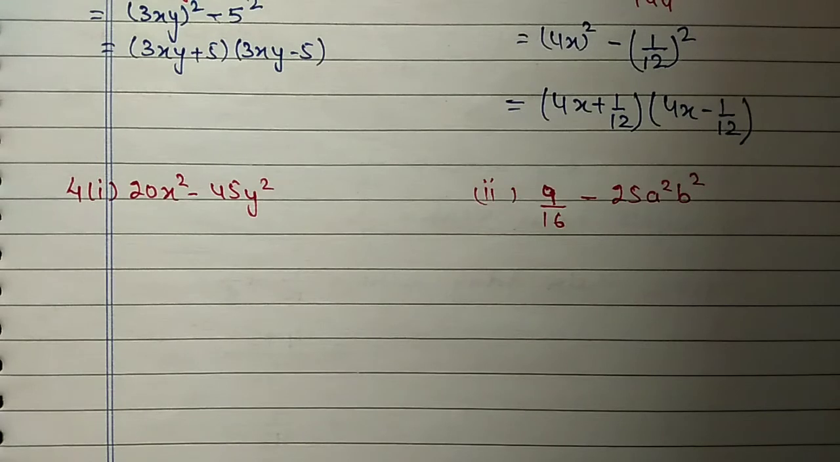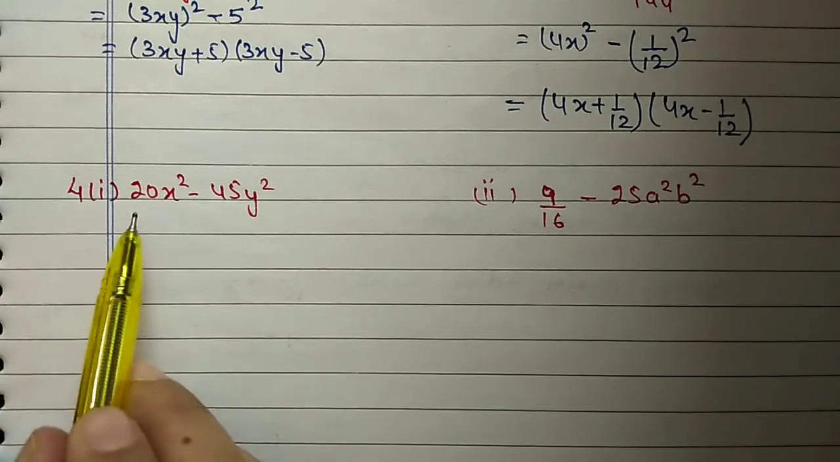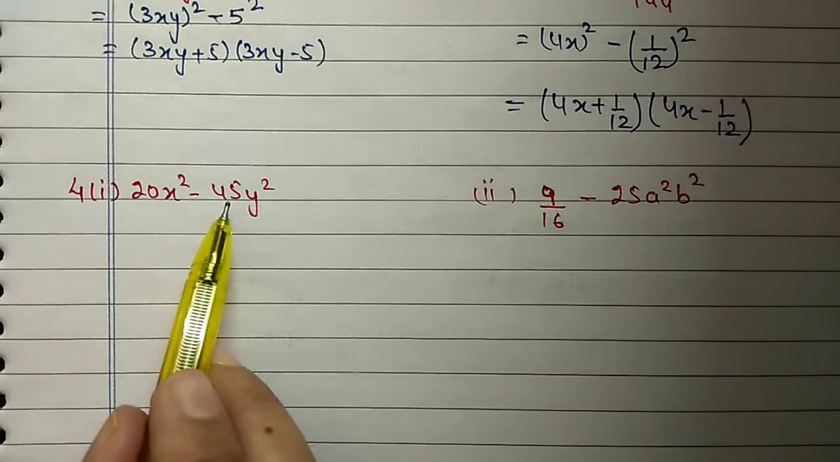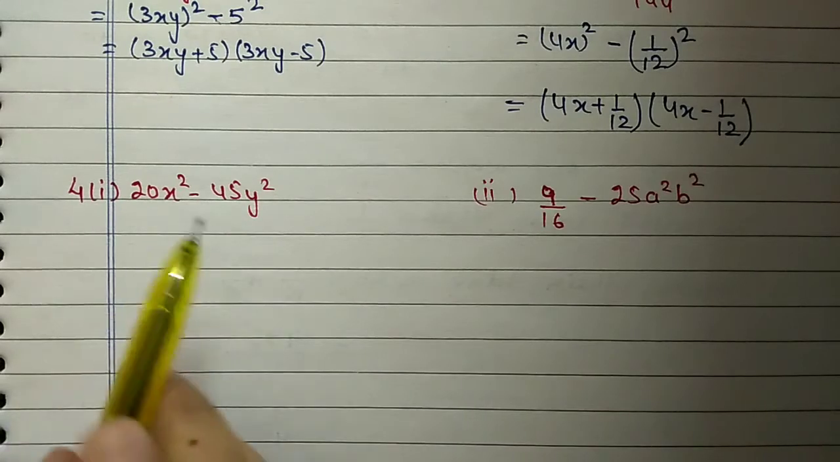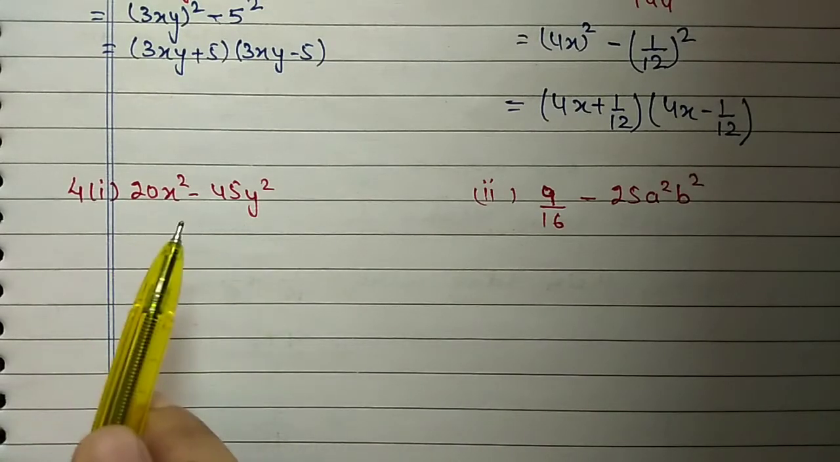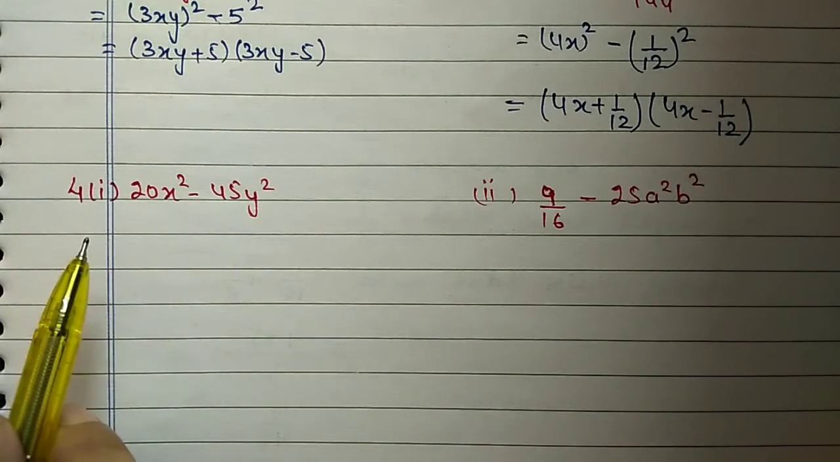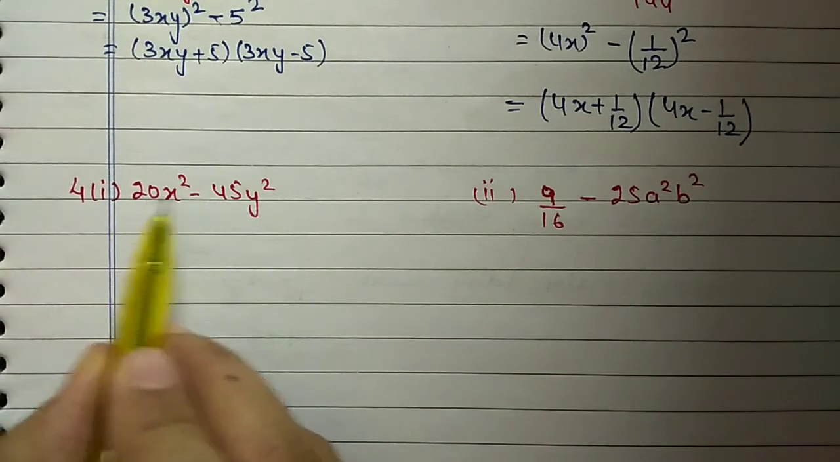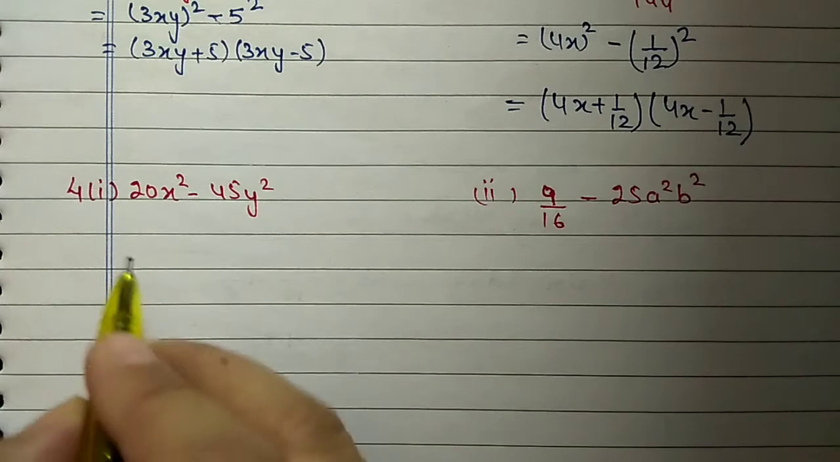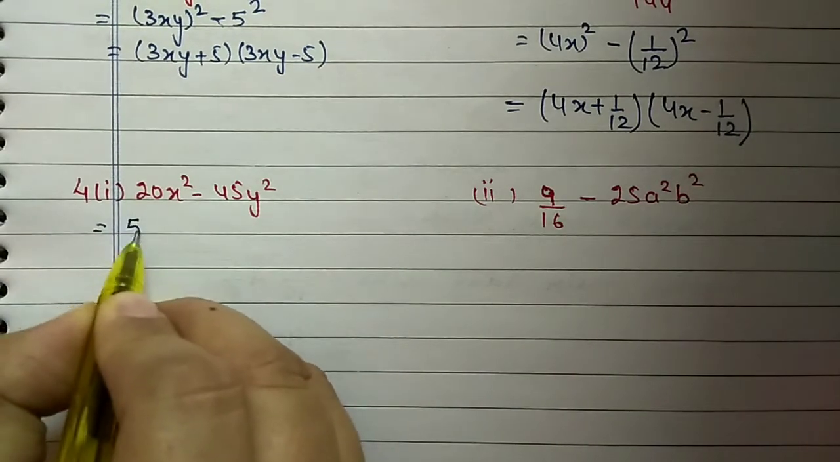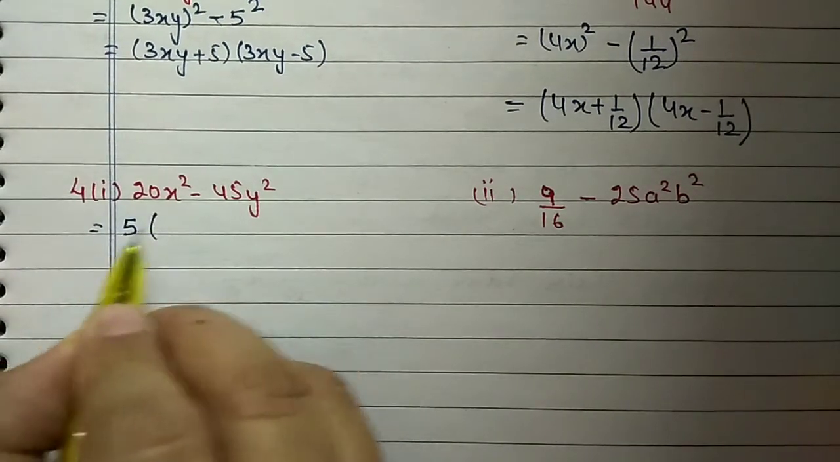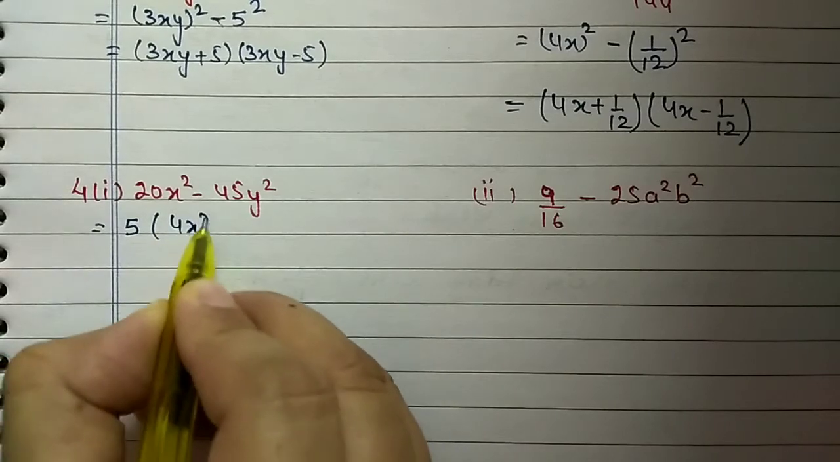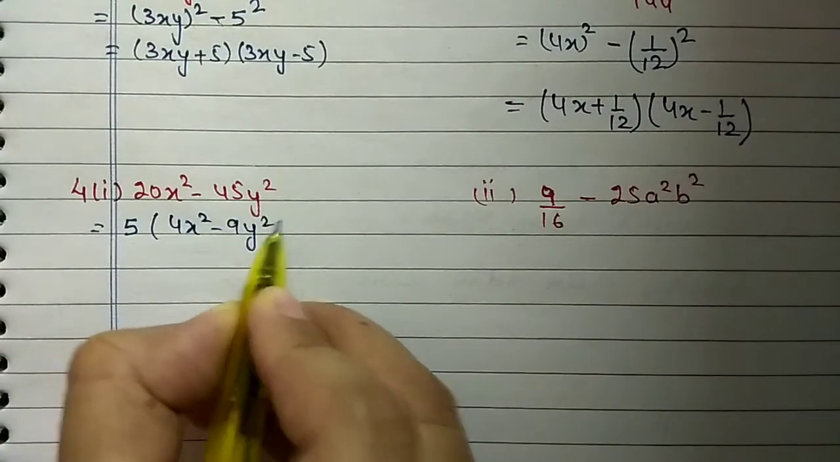Next, question number 4, 20x square minus 45y square. So you can see here in this one 20 is not a perfect square and 45 is also not a perfect square. So it means something is common here. We will take that common term out and then we will see. So 20 and 45, both numbers are in the 5 table. It means 5 we can take out as common. After taking 5 common, it will become 4x square minus 9y square.